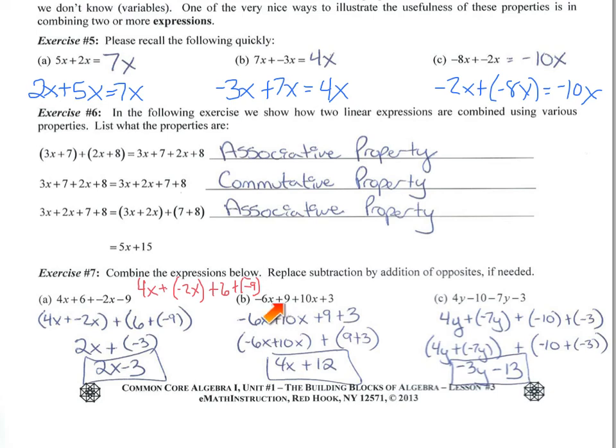For this case here, again, I decided to commute the 10 and the 9. I switched them. And then I decided to associate the x's and the numbers. And then I combined like terms and got an answer. For this last one here, again, I commuted the negative 7 and the negative 10. Notice I did rewrite it as plus negatives. And then I associated the y's together and the numbers together. And then I combined like terms and got negative 3y minus 13.